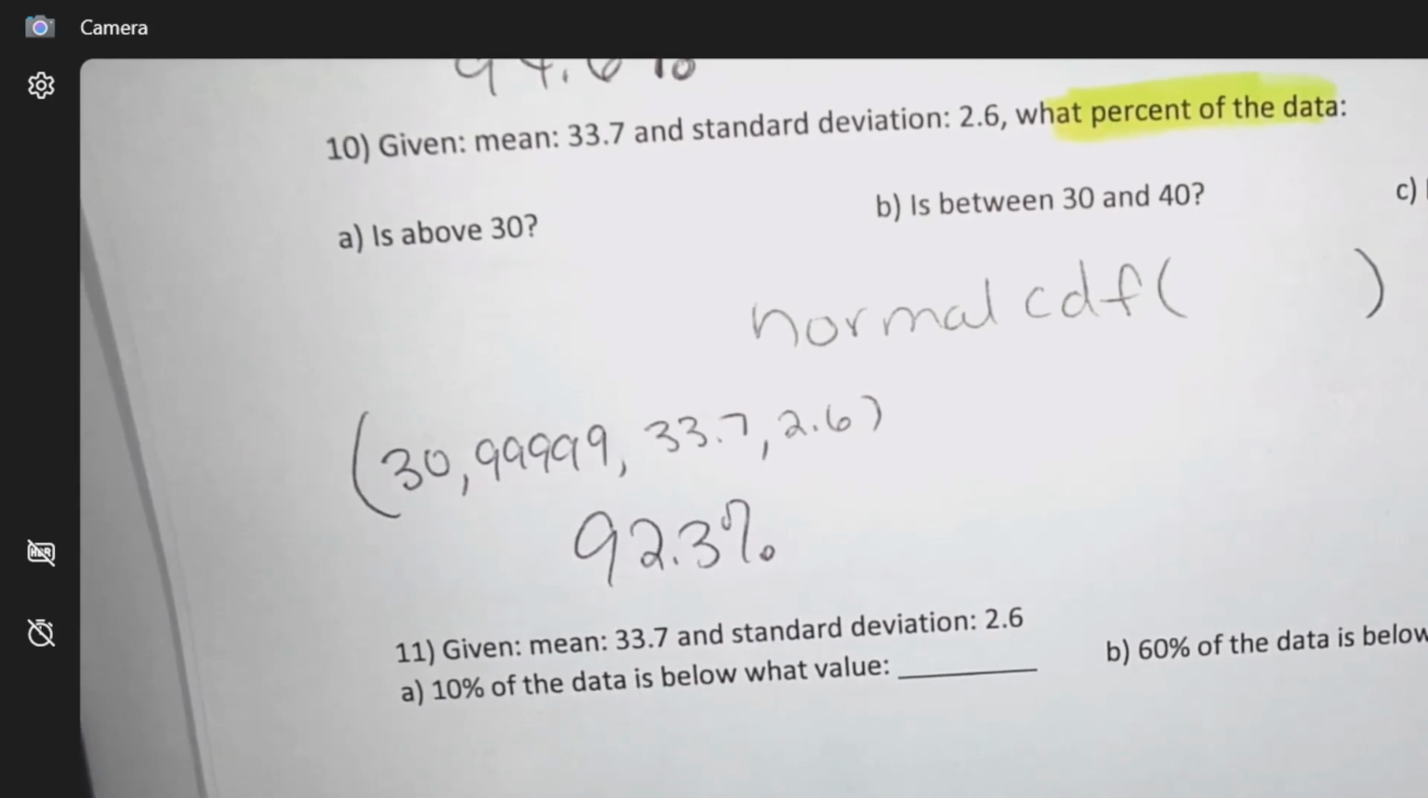Okay, and then are you okay if I skip those two? Do you understand the idea? One, it's just repeating the same kind of thing.